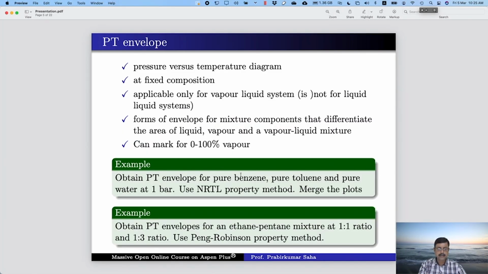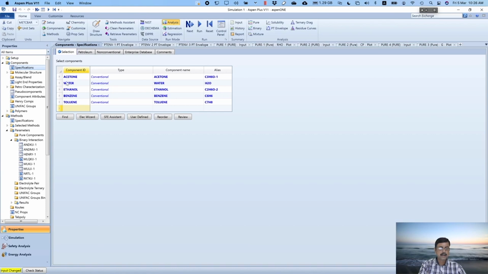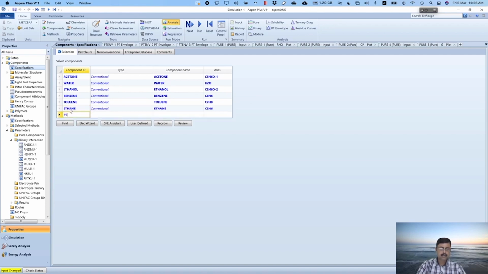Now the second example is asking for PT envelopes for ethane pentane mixture at 1:1 ratio and 1:3 ratio using Peng-Robinson property method. So we have to bring in ethane and pentane over here and take a mixture of 1:1. So let us go back to specification. None of ethane and pentane are there, so we have to add in both of them. So ethane and pentane.